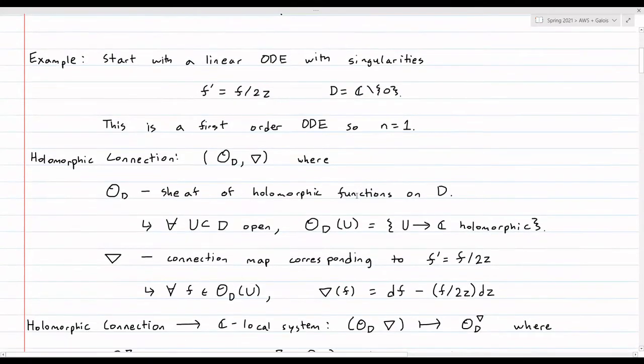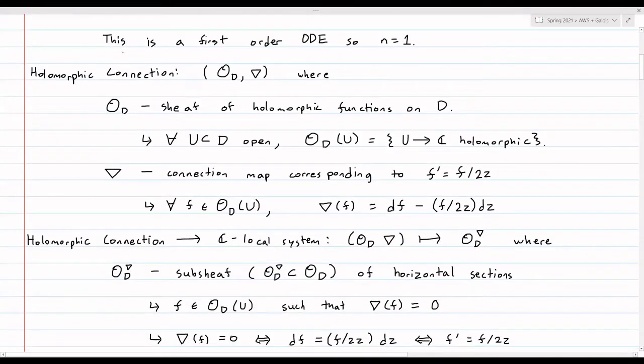All right. So first, what is the object in the category of holomorphic connections? A holomorphic connection is going to be a pair. We have this thing and this thing. So these are two symbols. What is the first one? This is a sheaf of holomorphic functions on D. Again, D is my domain, it's C minus 0. And O_D is just going to stand for the sheaf of holomorphic functions on D.